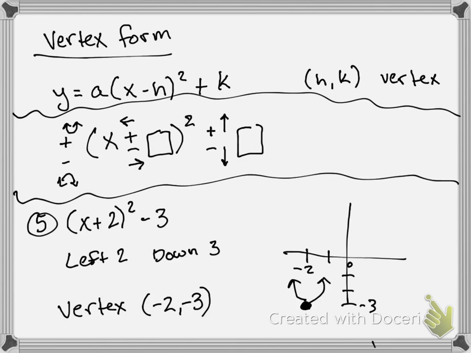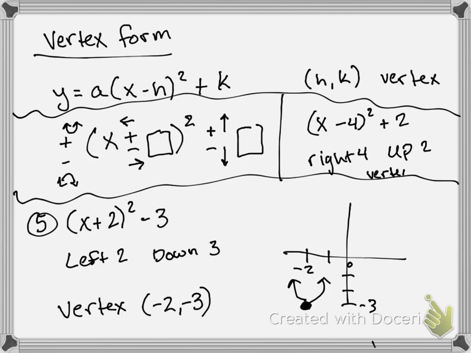If we look at number 6, how does that one change? This one is x minus 4 squared plus 2. So it goes where? Right 4 and up 2. That's all I want you to put. Where's the vertex on this one? 4, 2. Yes, 4, 2 is the vertex. That's more information than I really wanted on that question. But that's it.